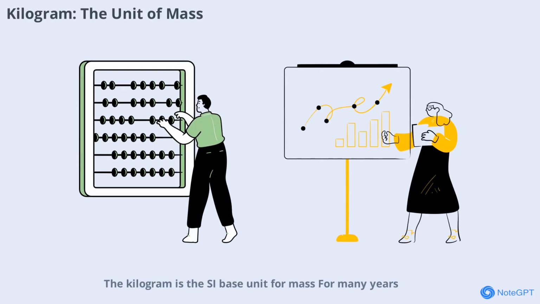The kilogram is the SI base unit for mass. For many years, it was defined by a physical object, a platinum iridium cylinder stored in France. Today, the kilogram is defined by the Planck constant, a fundamental constant of nature. This shift ensures that the kilogram is based on unchanging physical principles, making it more stable and universally accessible. The kilogram is essential for measuring everything from groceries to scientific samples.